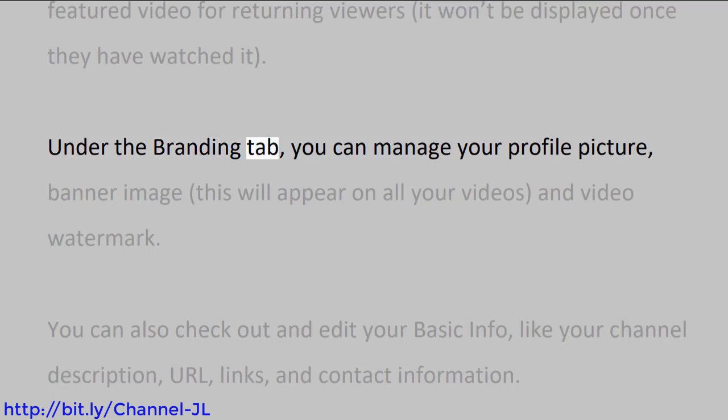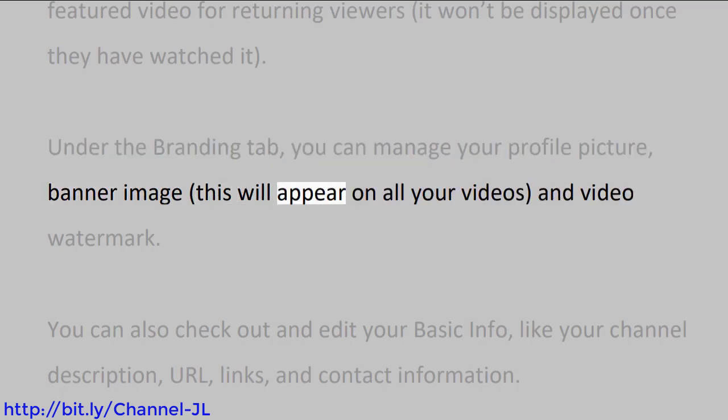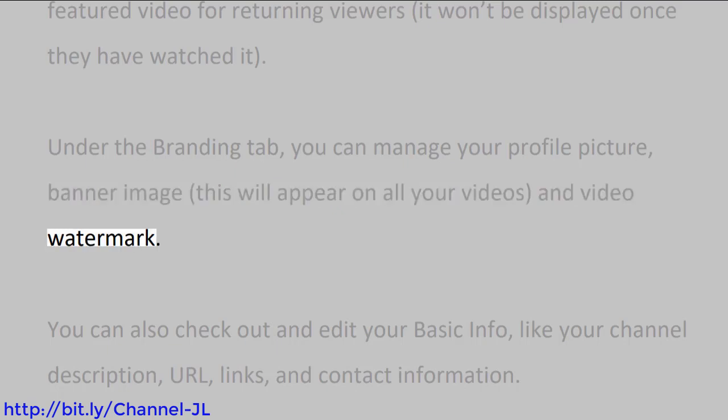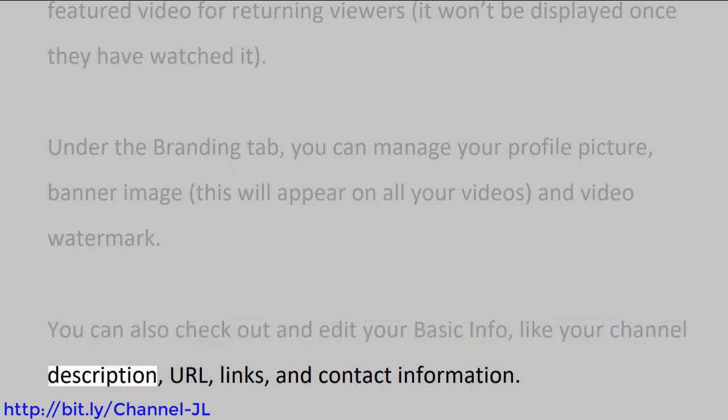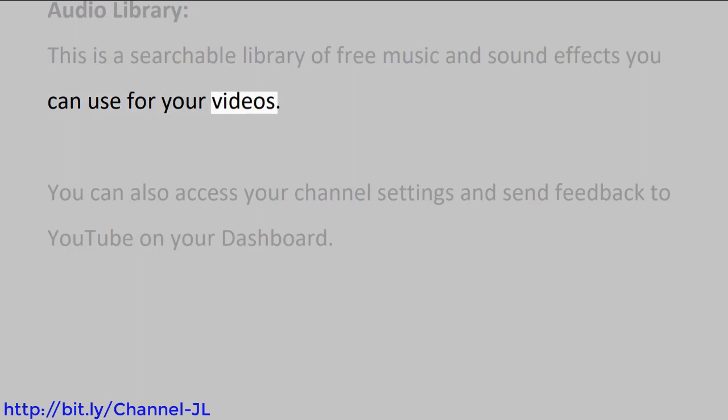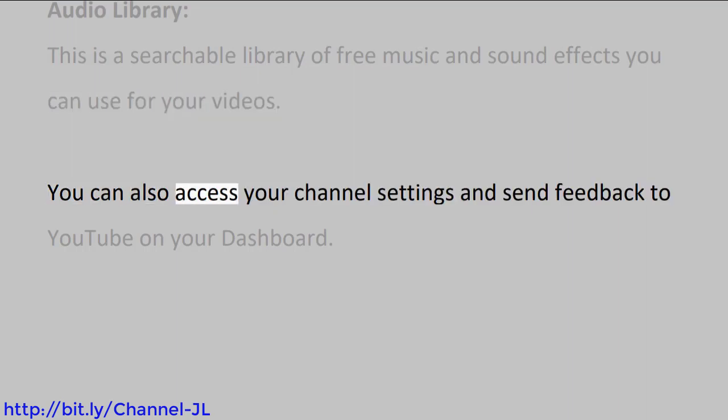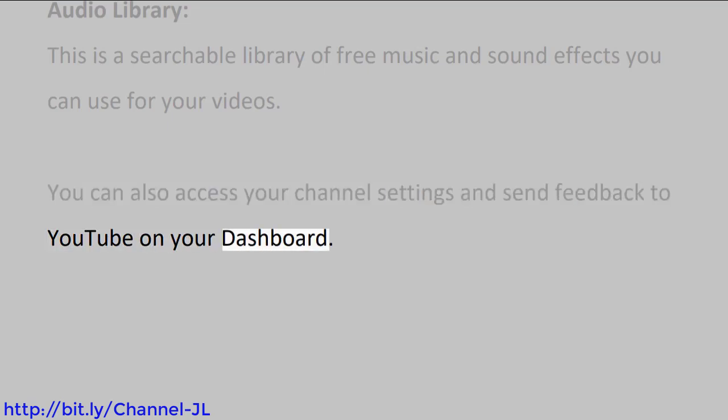Under the Branding tab, you can manage your profile picture, banner image. This will appear on all your videos and video watermark. You can also check out and edit your basic info, like your channel description, URL, links, and contact information. Audio library. This is a searchable library of free music and sound effects you can use for your videos. You can also access your channel settings and send feedback to YouTube on your dashboard.